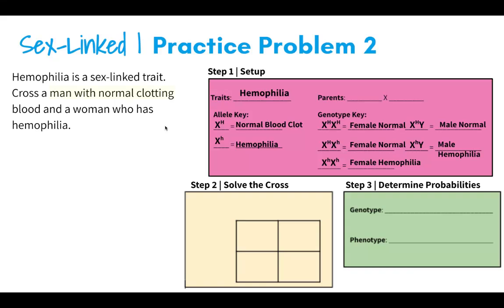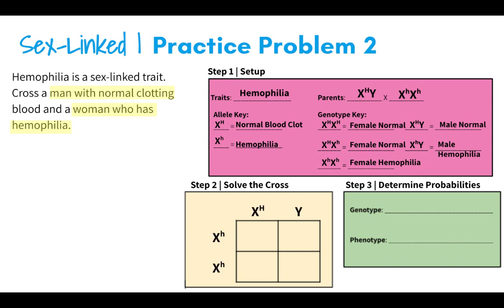through it together. So we, in this case, have a man who has normal clotting blood. So there's only one genotype option for that. It's our male with the dominant allele. And then we're going to cross that male with a woman who has hemophilia. So in order for a woman to have hemophilia, remember both their X chromosomes have to have the recessive allele.